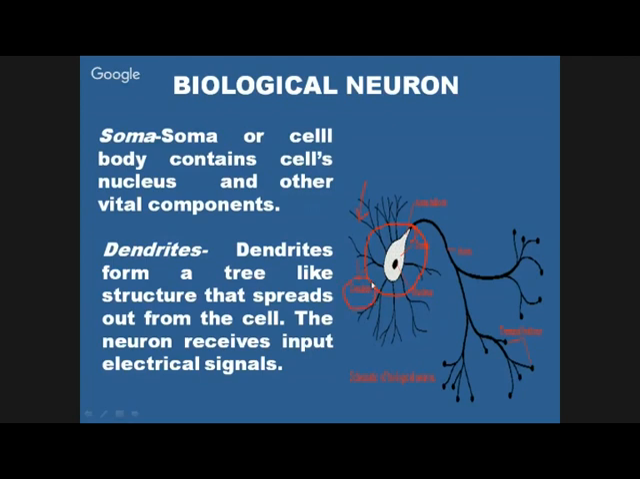So dendrites are the part of the tree-like structure. You have seen that these are branches, just like the branches of a tree. With all these branches, the inputs come from different branches and reach the soma with the help of these dendrites. The soma will do some calculation, and finally the output will go through this tubular structure that is known as the axon.